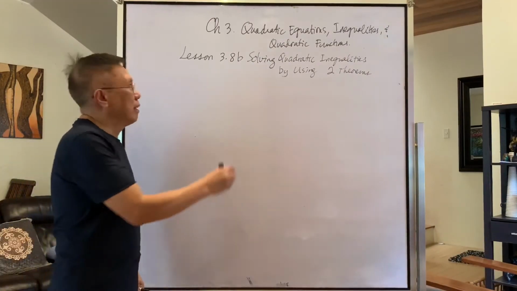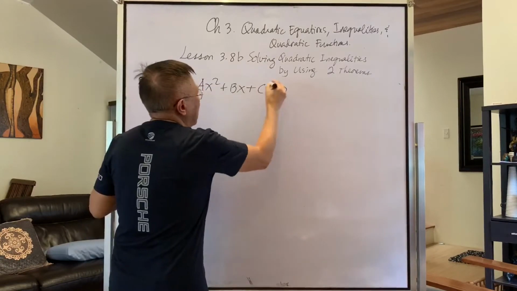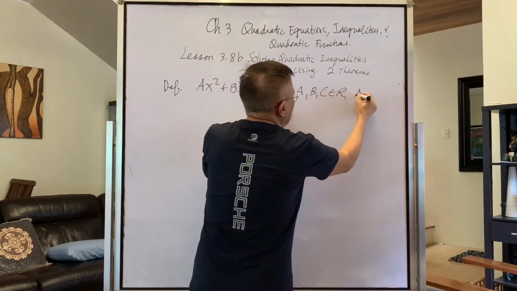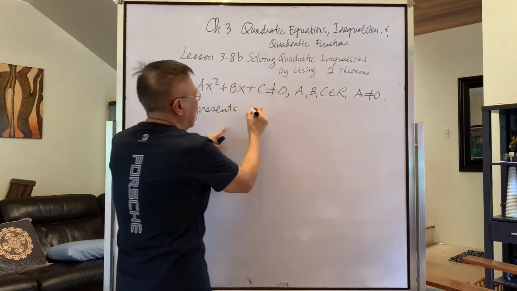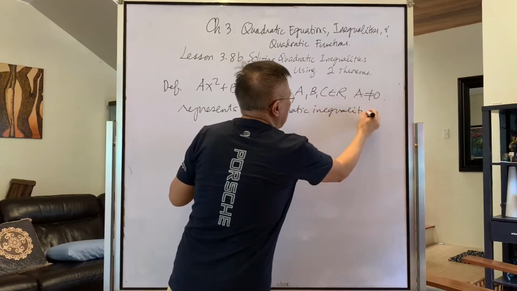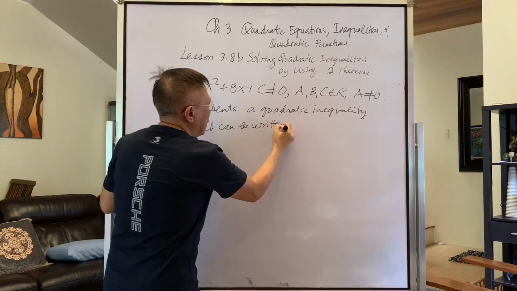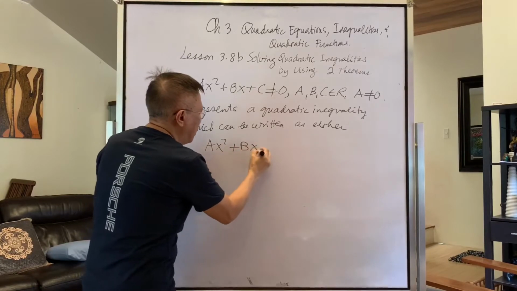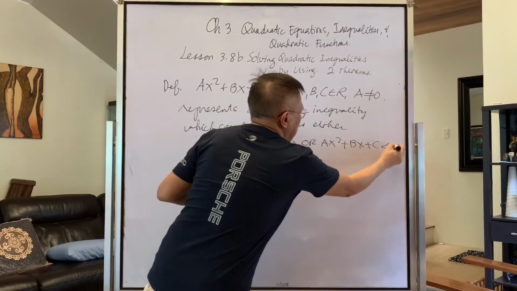Let's start by defining a quadratic inequality as this statement here, where a, b, c are elements of the real numbers and a is not equal to 0, represents a quadratic inequality, which can be written as either ax squared plus bx plus c greater than 0 or ax squared plus bx plus c less than 0.